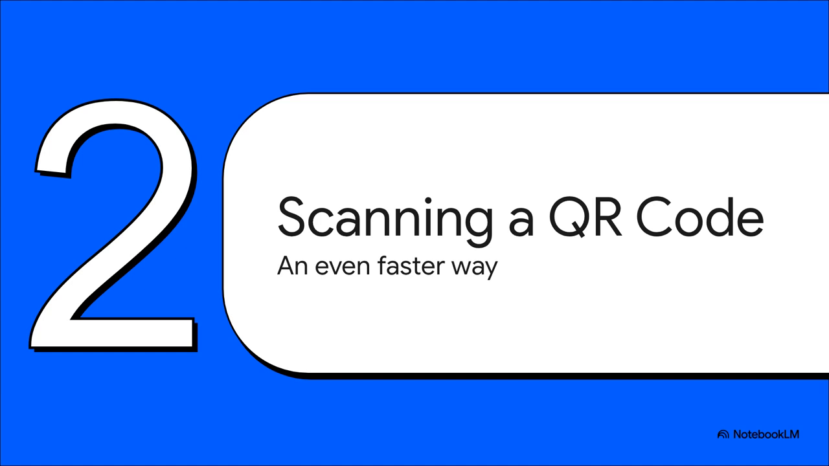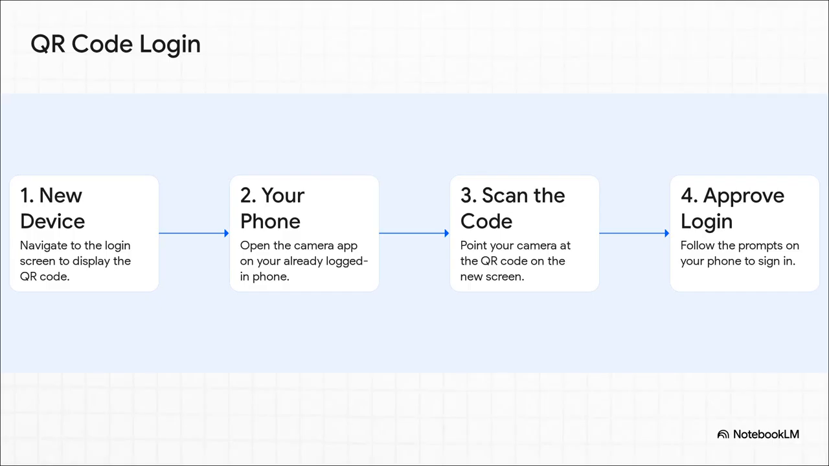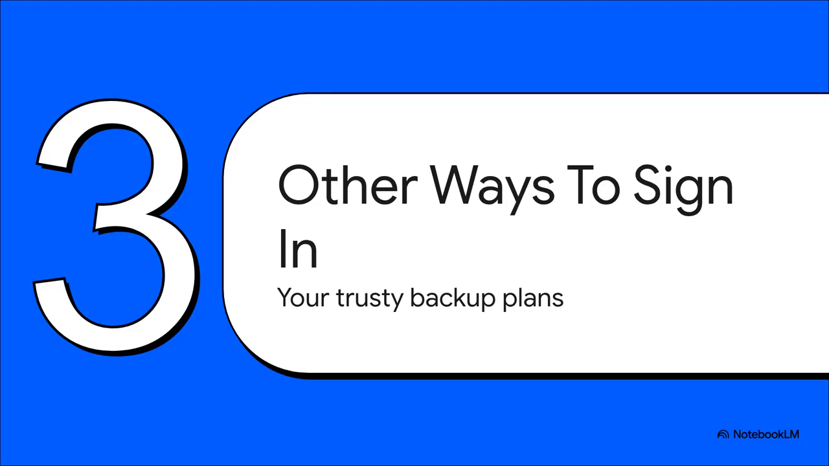All right, if you thought that was fast, hold on, there's an even quicker method, scanning a QR code. This is perfect if you've got your phone with you. So, the new device will show you a QR code on the login screen. All you have to do is pull out your phone, open the regular camera app, and just point it at the screen. A little notification will pop up on your phone, you tap it, hit approve, and that's it. You are literally logged in. We're talking seconds.